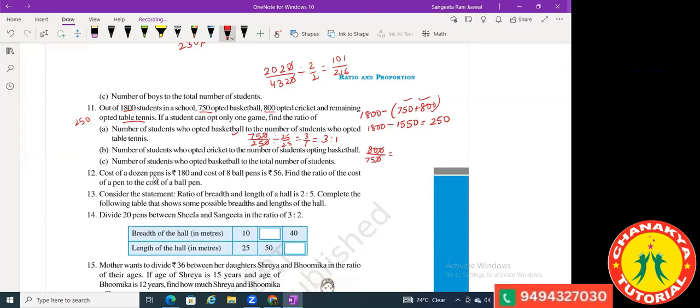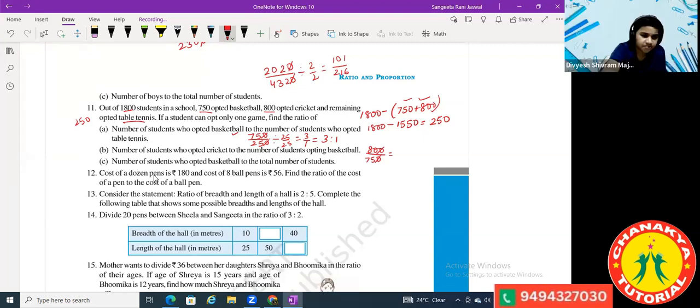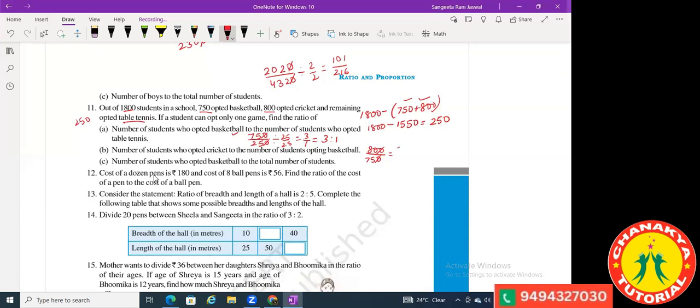Which number did you divide that by? 5. You divided with 5. 16 is to 15. They can't change. So now you cannot do this any further. 16 is to 15. So the ratio is 16 is to 15.